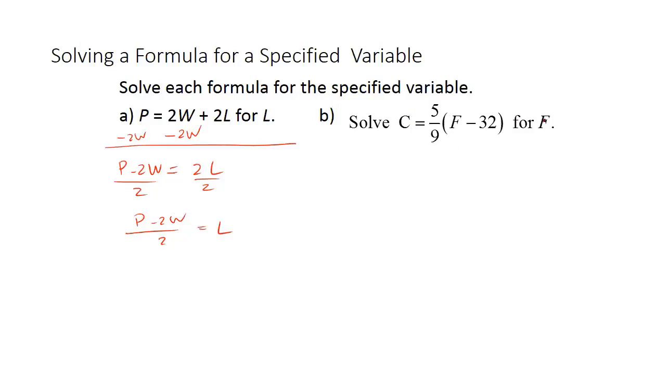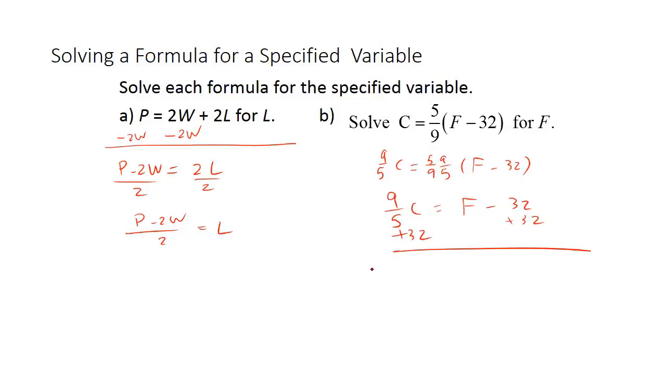Next one, you want to solve for F. Okay, I can multiply both sides by the reciprocal of this number, which is 9 over 5. So this would be 5 over 9 times 9 over 5 times (F minus 32). So we get 9 over 5 C is equal to F minus 32. To solve for F, you would add 32 to both sides of the equation, and you get 9 over 5 C plus 32 is equal to F. So I solved for F in terms of the other variable.